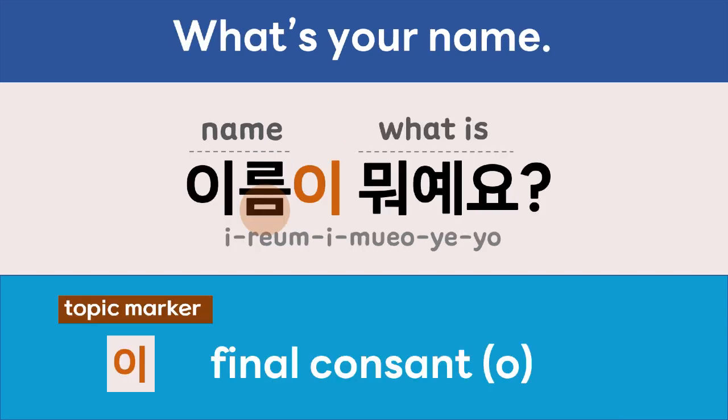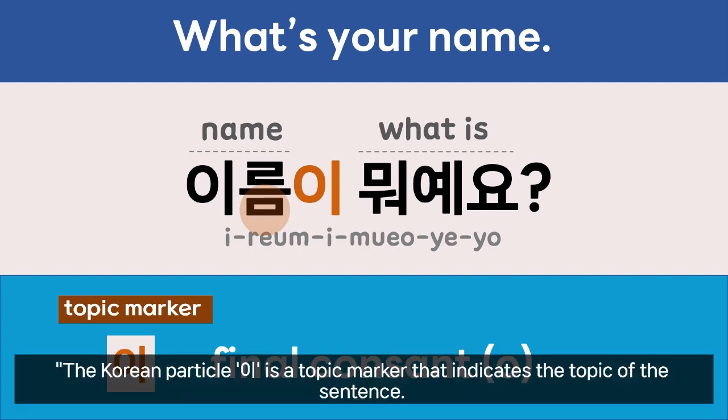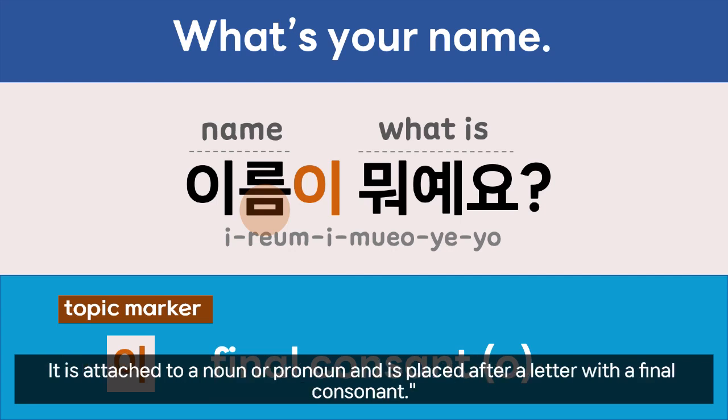What's your name? 이름이 뭐예요? 이. This Korean particle is a topic marker that indicates the topic of the sentence. It is attached to a noun or pronoun and is placed after a letter with a final consonant.